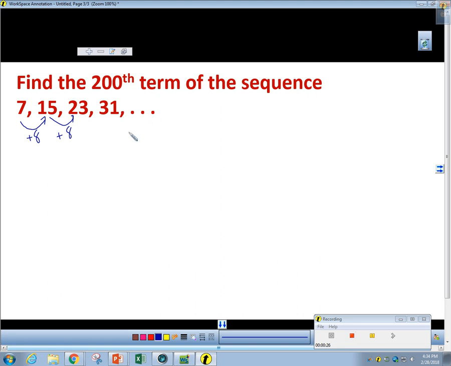So we just keep adding 8 in this sequence. So if we're adding, it is an arithmetic sequence. So we're going to use our arithmetic sequence formula, so you can look at that. I'll go ahead and write it at the top so you have it to look at. It's a sub n equals a sub 1 plus d, and then we have n minus 1 in parentheses.